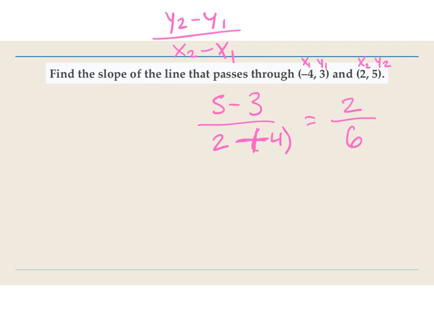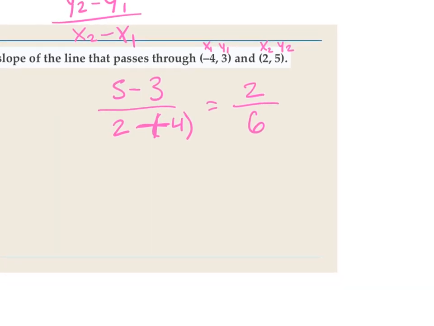Can we simplify 2 over 6? Yeah, 1 over 3. So 2 goes into both of these, so we can divide the top by 2, divide the bottom by 2. And we get 1 over 3. So our slope here is 1 over 3. Any questions on this one?